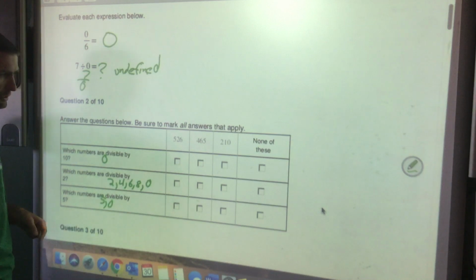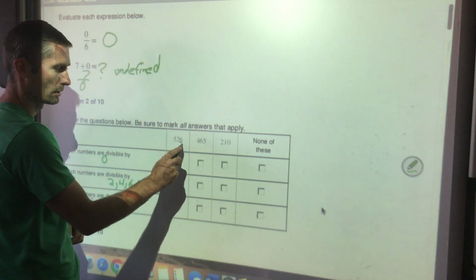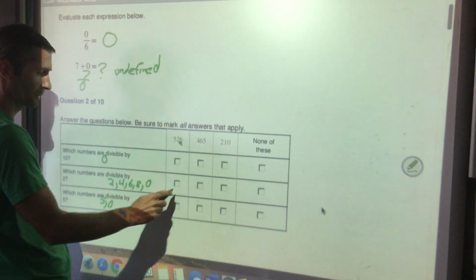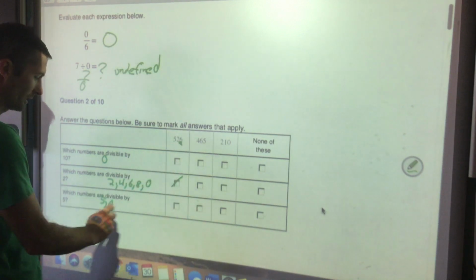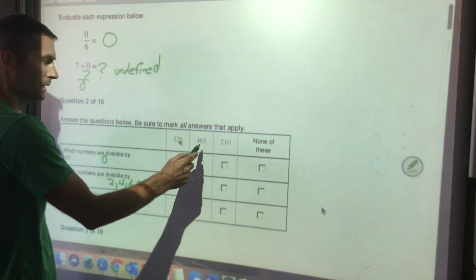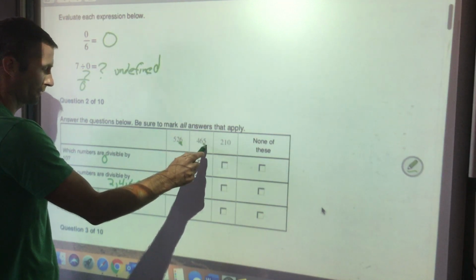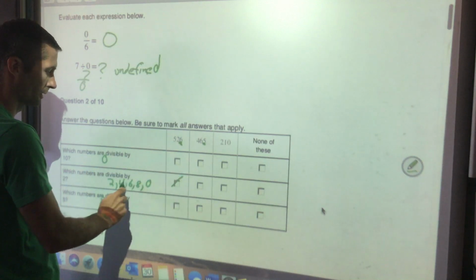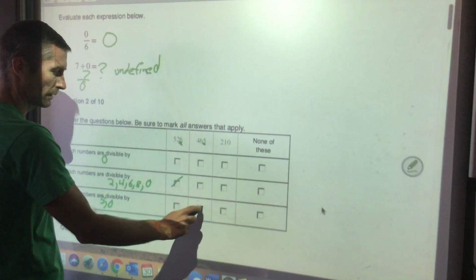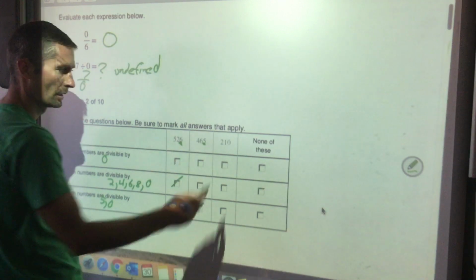So all I need to do is look at the last digit. It's a 6. That's not divisible by 10. It is divisible by 2. That's not divisible by 5 because it doesn't end with a 5 or 0. This one ends with a 5. That's not divisible by 10. That's not even, so it's not divisible by 2. It does end with a 5, so it's divisible by 5.